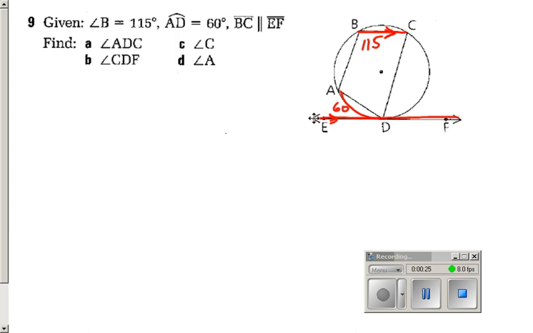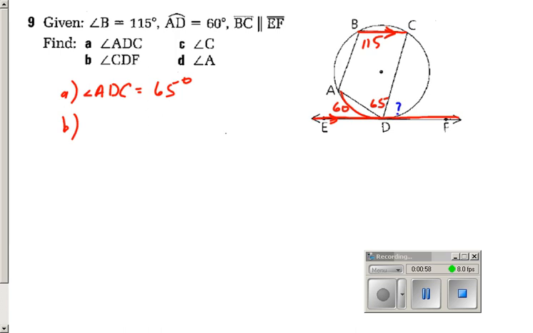So first things first, angle ADC, based off the theorem we just learned, has to be 65. The reason is opposite angles in an inscribed quadrilateral are supplementary, so therefore I subtract 115 from 180 and get 65. So that one, first question, pretty easy. Part B, angle CDF is the next question. Well, that's this angle here.